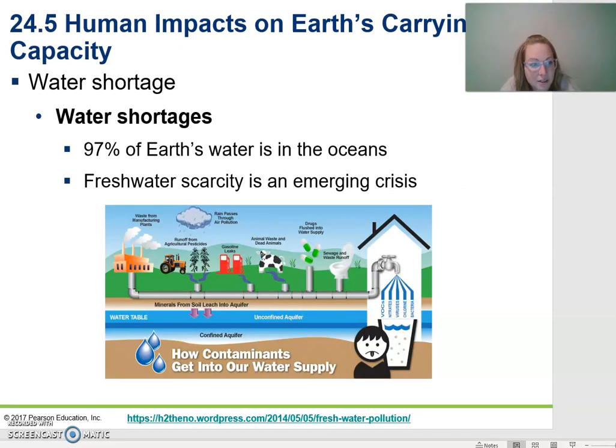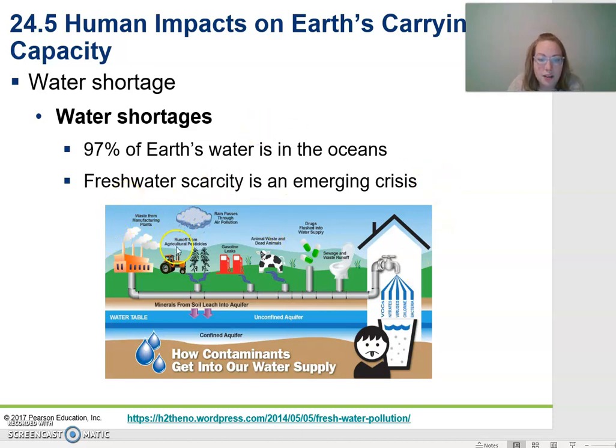Okay, and next resource, water. So we've got 97% of the Earth's water is in the ocean, so there's only 3% fresh. And of that fresh water, we are polluting a lot of it, and we're using a lot of it. So fresh water can be something that wars will be fought over. It's such an important resource that we don't have a ton of and we're not taking good care of.